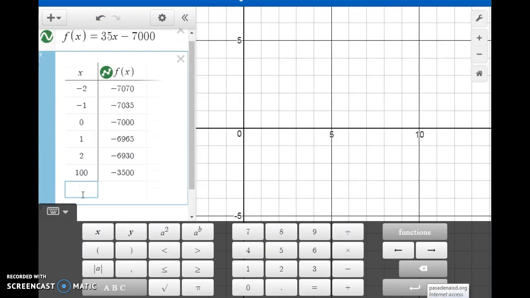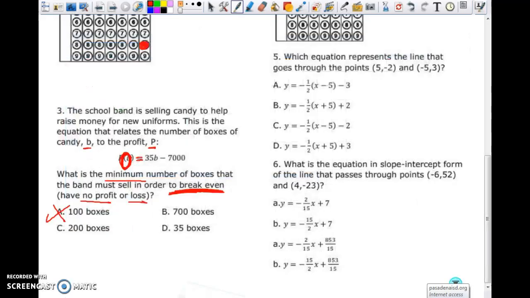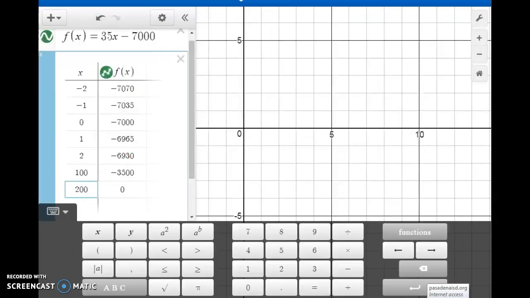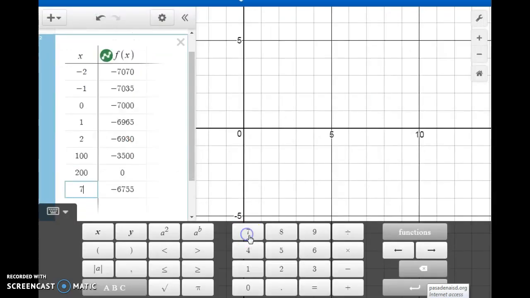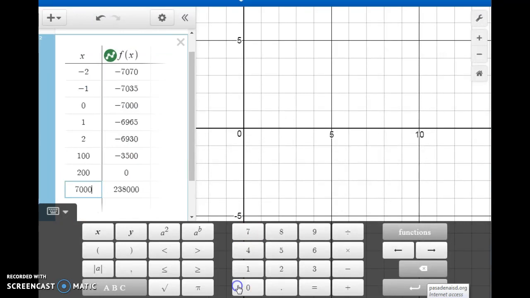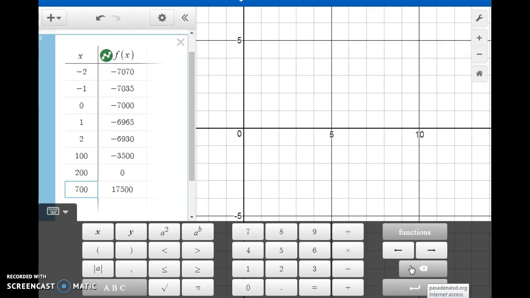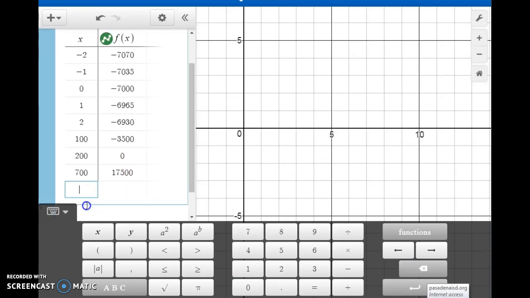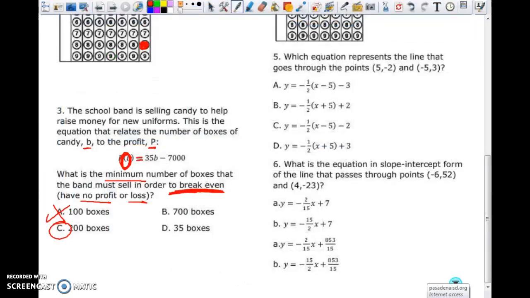If I put in 200, do I break even? I do. So if 200 boxes will make me break even, I don't lose money, I don't gain money. I'm back exactly where I started. So 200. And if you wanted to check 700, you'll see that at 700, you already start to make a profit. And at 35, you were still at a loss. Okay, so those were not correct either.